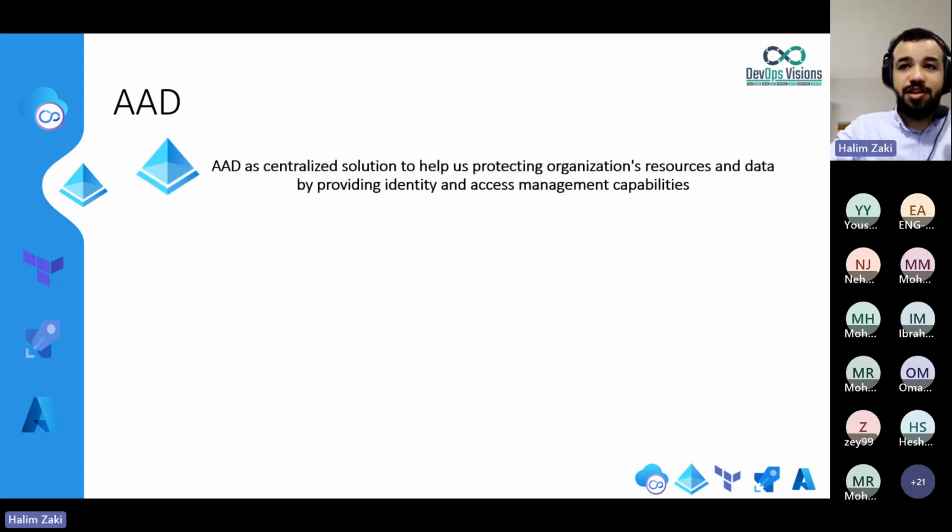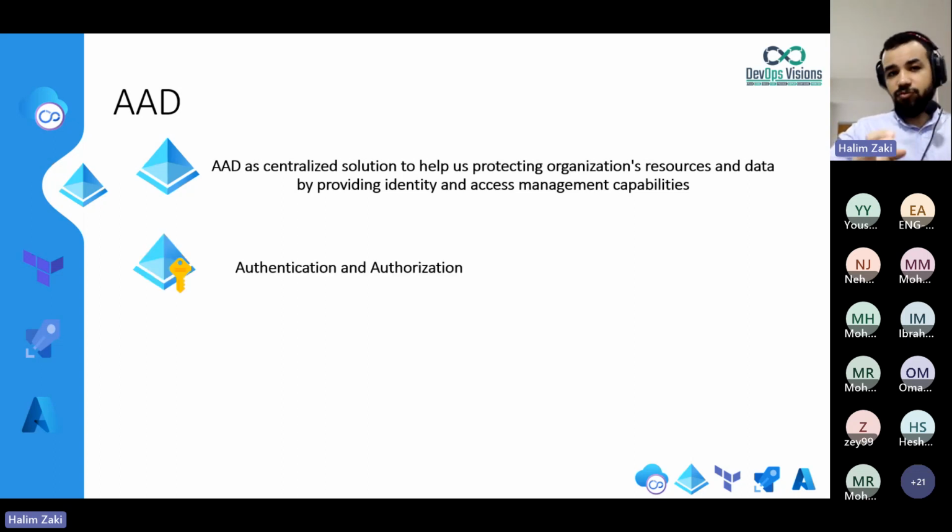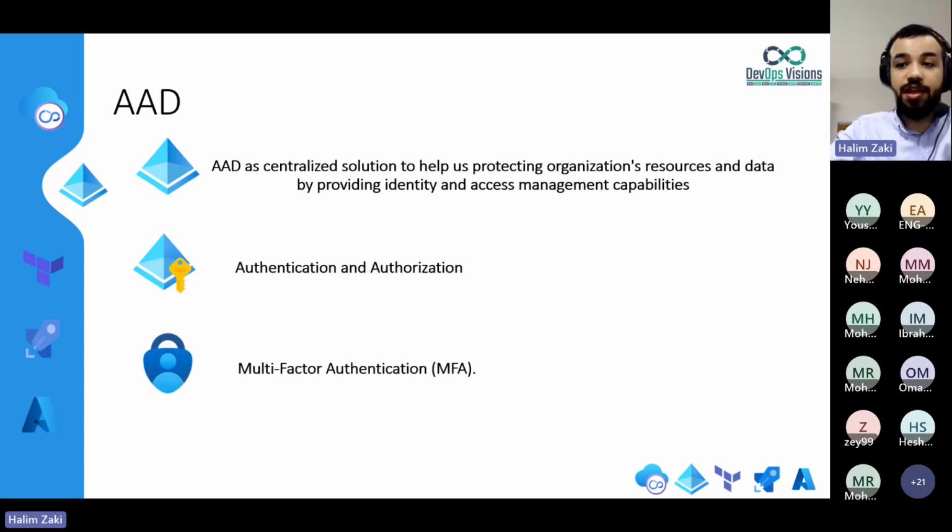So for you who don't know what Azure Active Directory is, Azure Active Directory is a centralized solution that helps us protect organizational resources and data by providing identity and access management capabilities. And it has more capabilities than that. Actually, we're gonna just highlight some of the capabilities. It starts with authentication and authorization. Also, it gives you the ability to implement an extra layer of security by implementing multi-factor authentication into your organization.